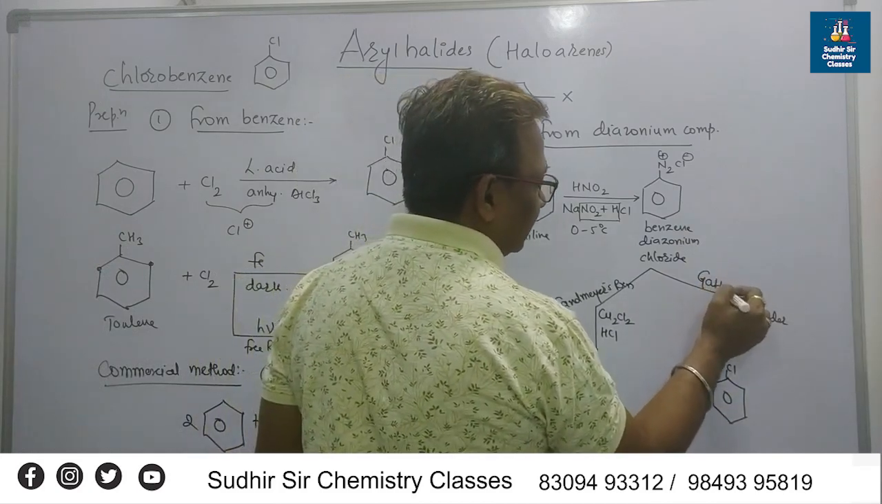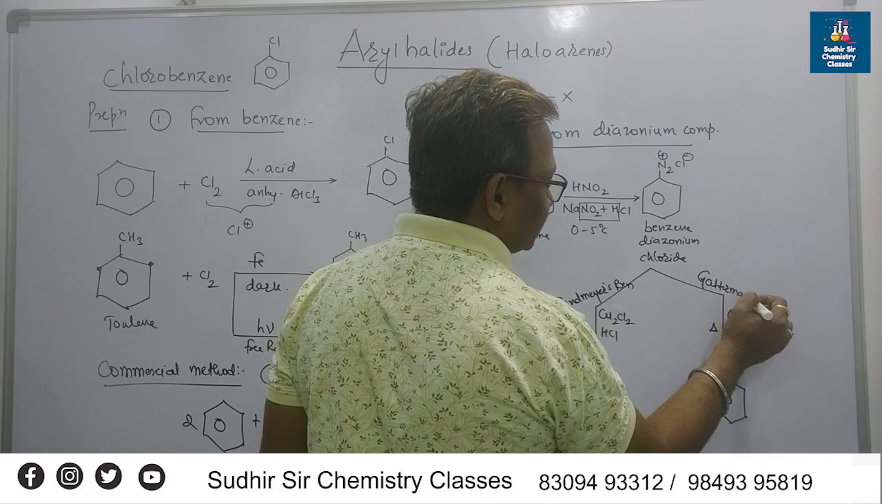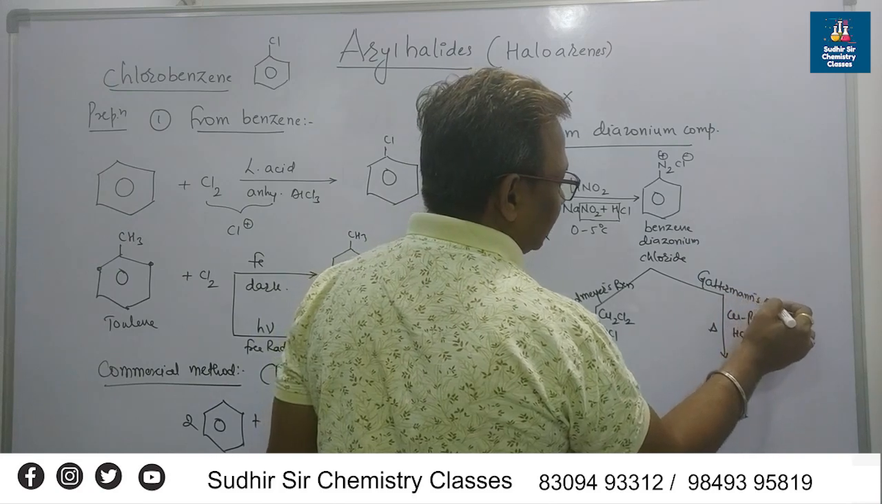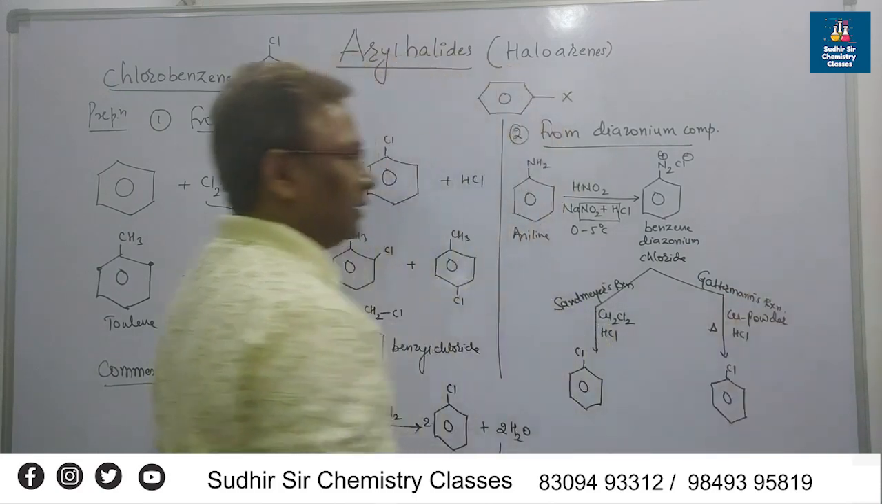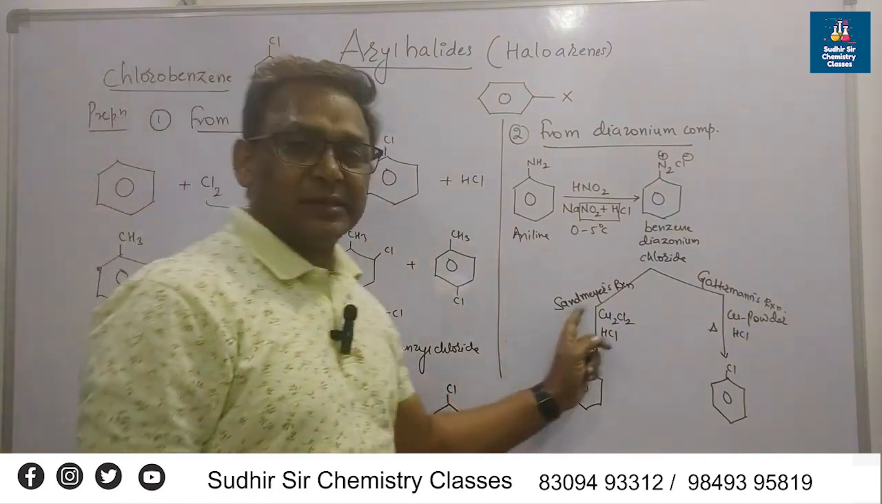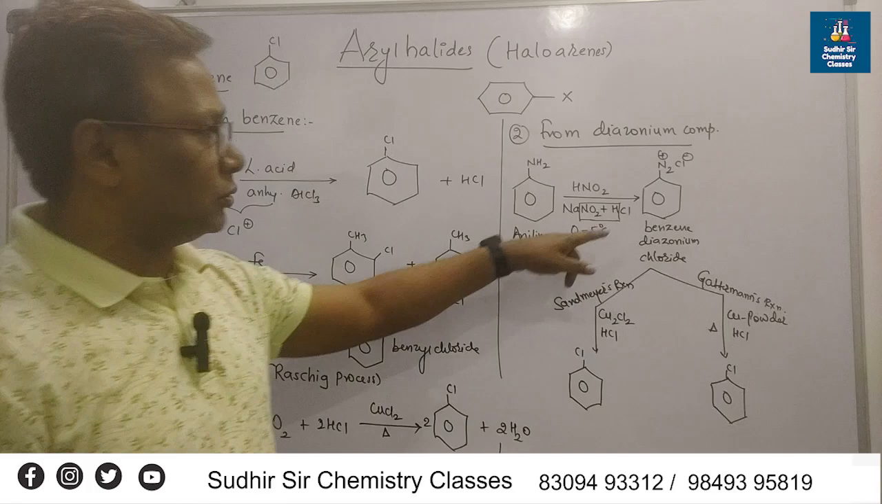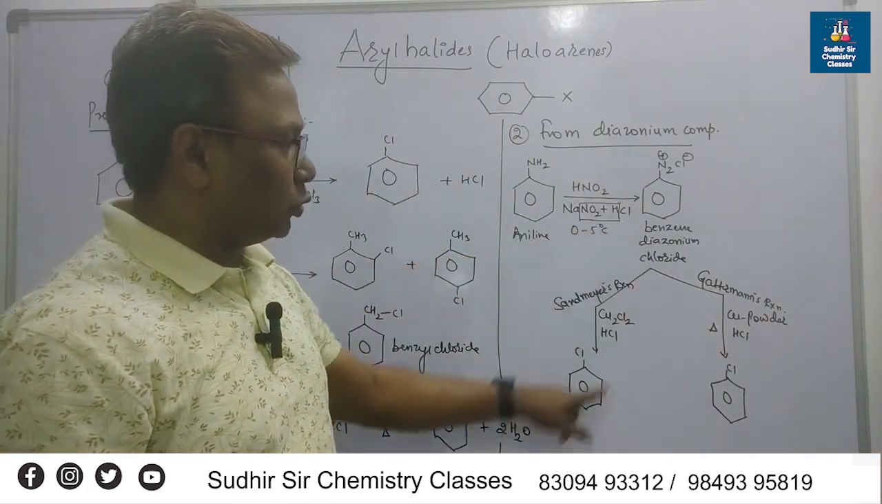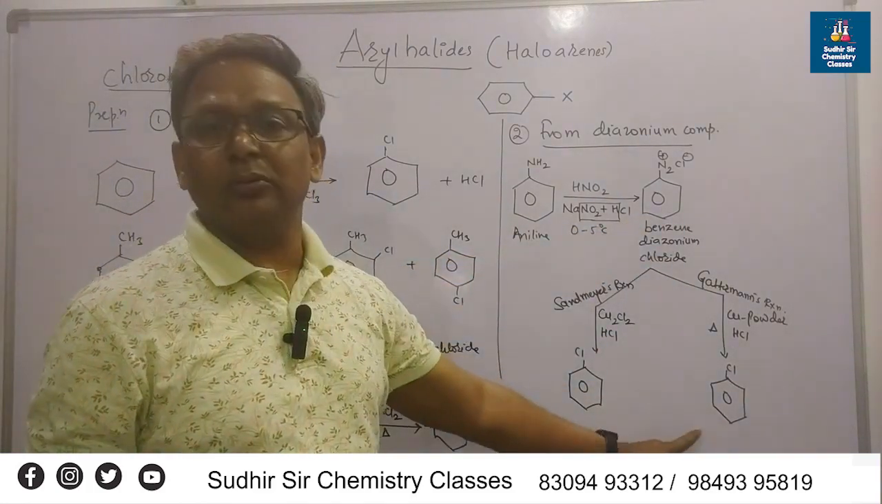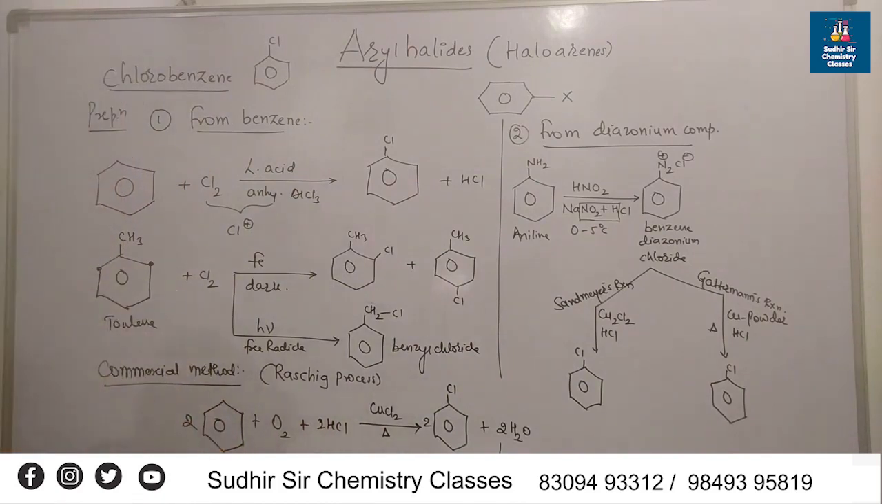And beta, this name reaction is called the Gattermann reaction. One is the Sandmeyer reaction, the other one is the Gattermann reaction, where we are able to convert diazonium salt into chlorobenzene. Is it clear, beta?